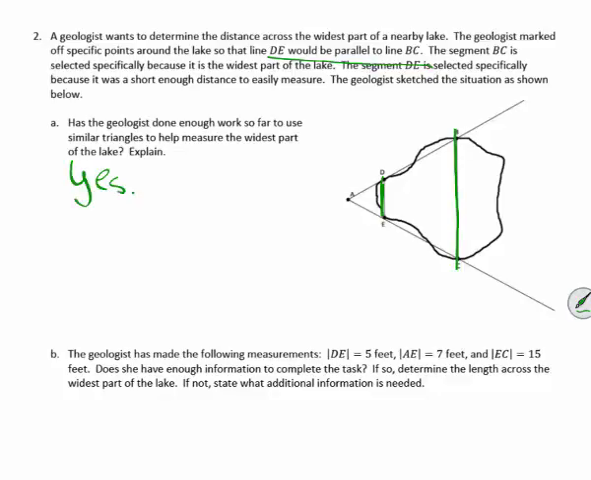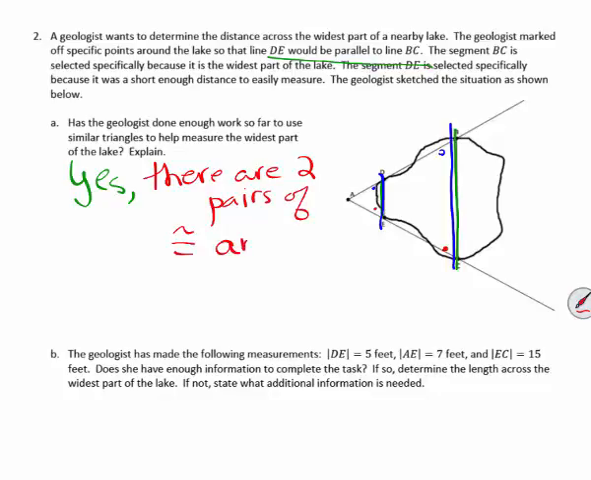Yes, because we now have, if these are parallel to each other, the blue angles are going to be congruent and the red angles are going to be congruent. All right, so yes, there are two pairs of congruent angles. All right.